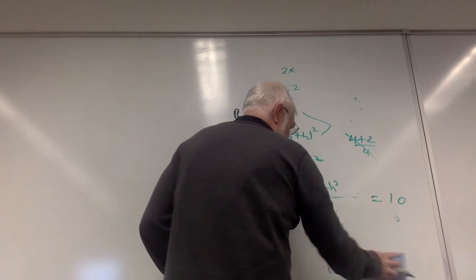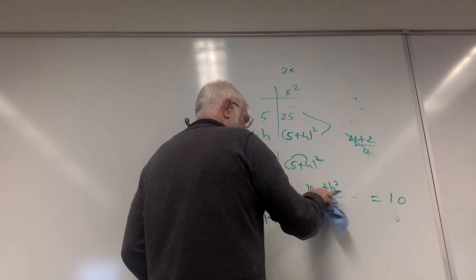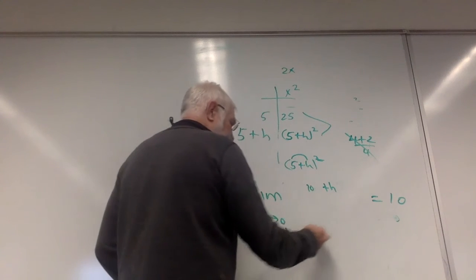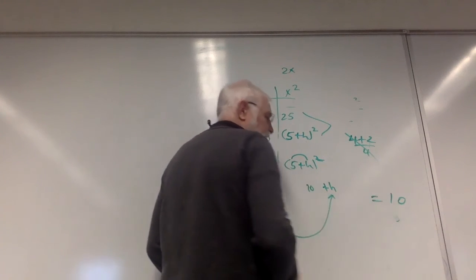All right, so what do we get here? H goes into h, that cancels. H goes into h squared to h. I've divided h out. Can I let h go to 0 now? Yes, I can. And I get 10.